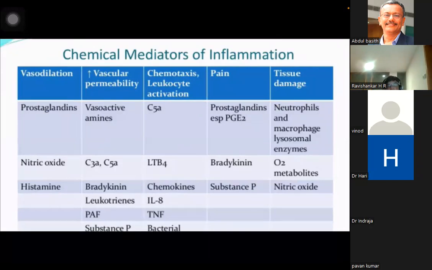And pain is due to prostaglandins, especially PGE2. And tissue damage is caused by macrophages and neutrophils and bacteria.